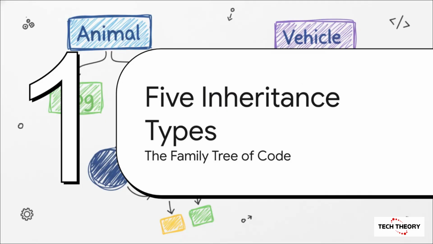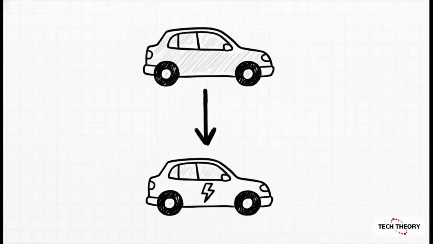Now, just like a real family tree isn't always a straight line, inheritance in programming has different shapes and structures too. It is definitely not a one-size-fits-all kind of deal. In fact, there are 5 main types that pretty much cover everything you'll see out there. First up, we've got the most common and the easiest one to understand. Single inheritance. It's a straight-up one-to-one relationship.